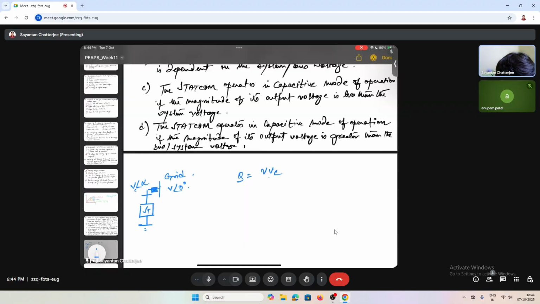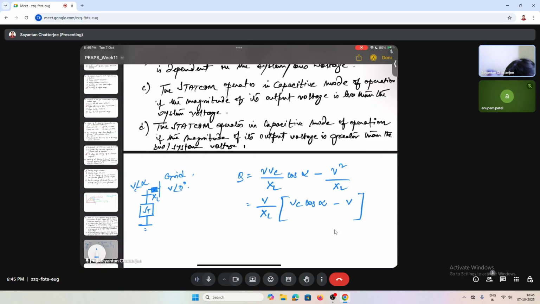Let's say Vc, and this is x, the x line. So we see XL and cos alpha minus V square by XL. We can also write it in the form V by XL. So this is the reactive power flow: Vc cos alpha minus V. Here V is the grid voltage and Vc is the STATCOM voltage.